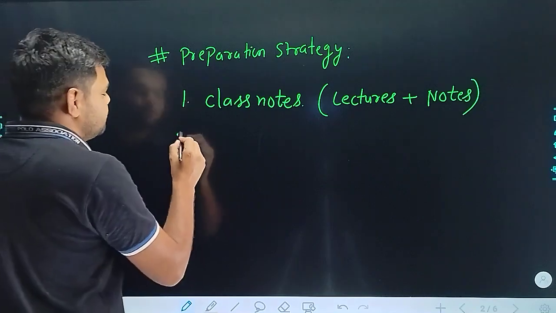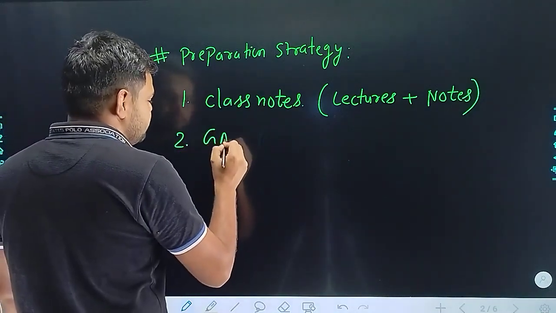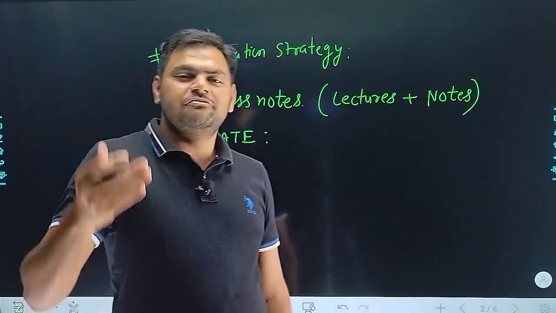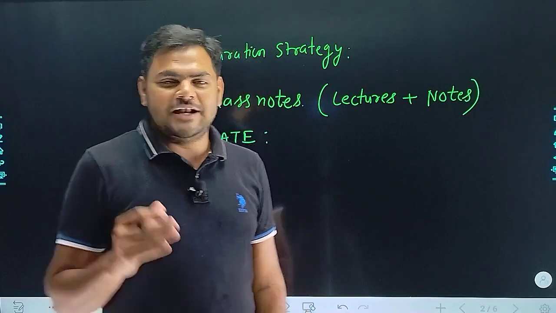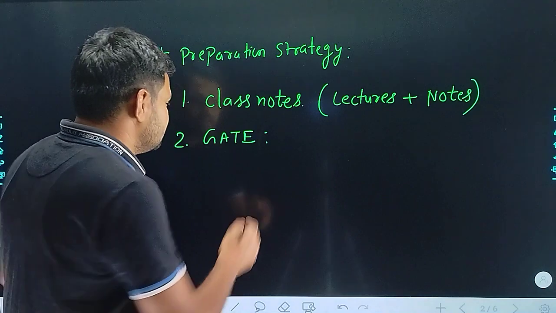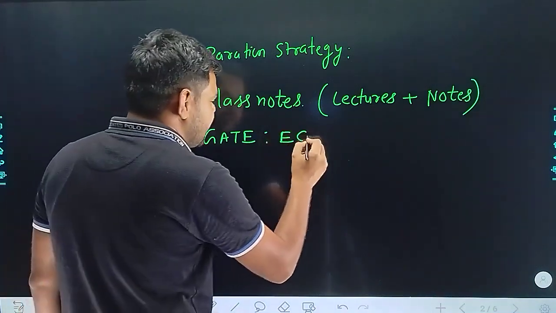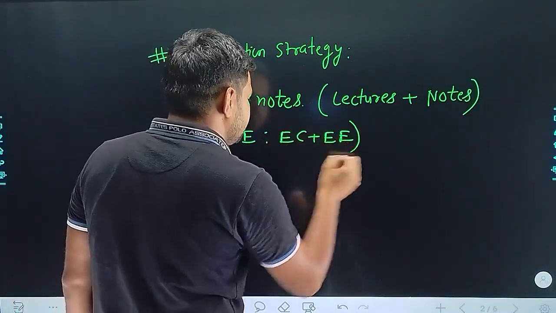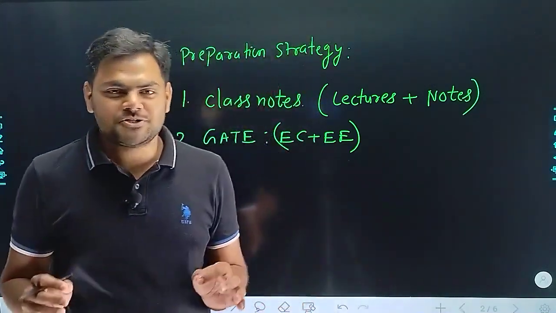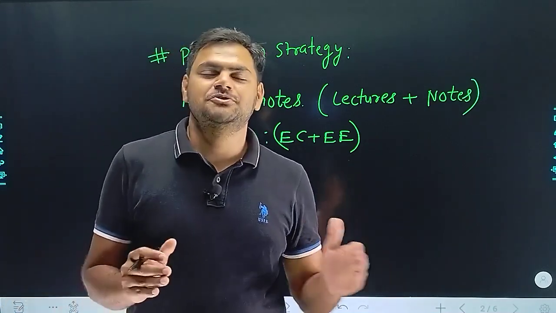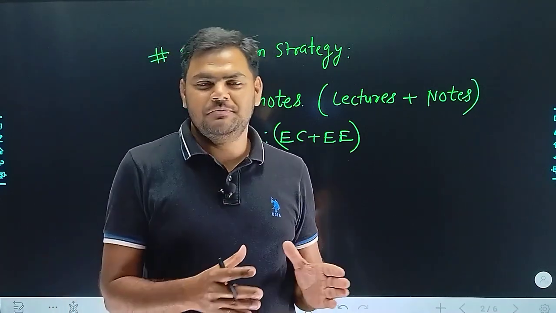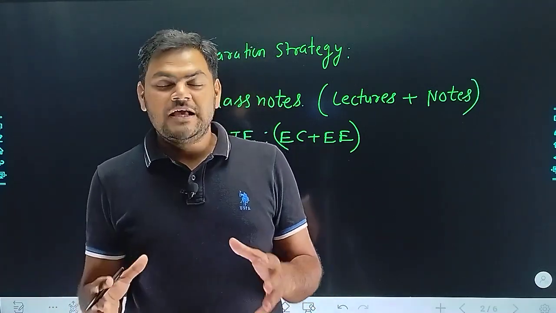Okay, second thing what you have to do. Second thing is the GATE previous year's papers of your stream. If your stream is the electronics branch, then you must first of all go with the electronics engineering paper. And if your branch is electrical engineering, then you must go with the electrical engineering papers first. Okay, so your own branch. So I'll write here EC plus EE, but listen to what I'm saying also. If your branch is electrical, then you must solve the electrical engineering paper first, then you should go for the electronics paper. Okay, if your branch is electronics, then you must solve the electronics paper first, then you should go for the electrical paper.